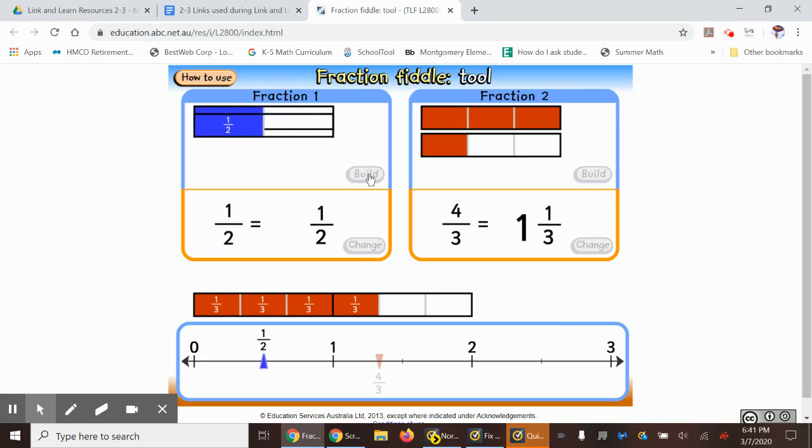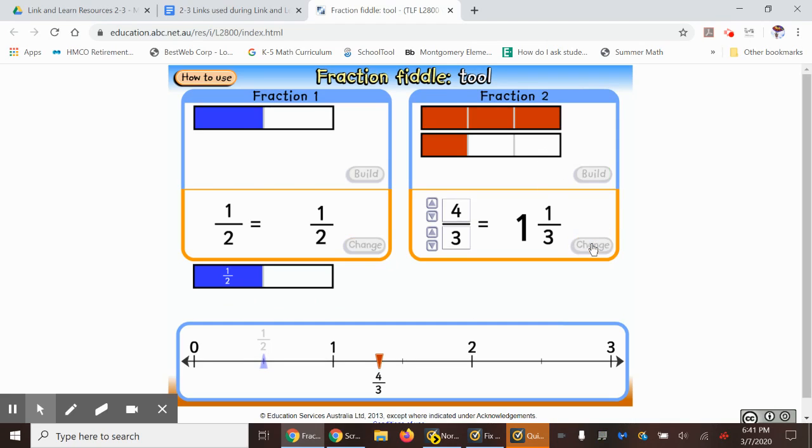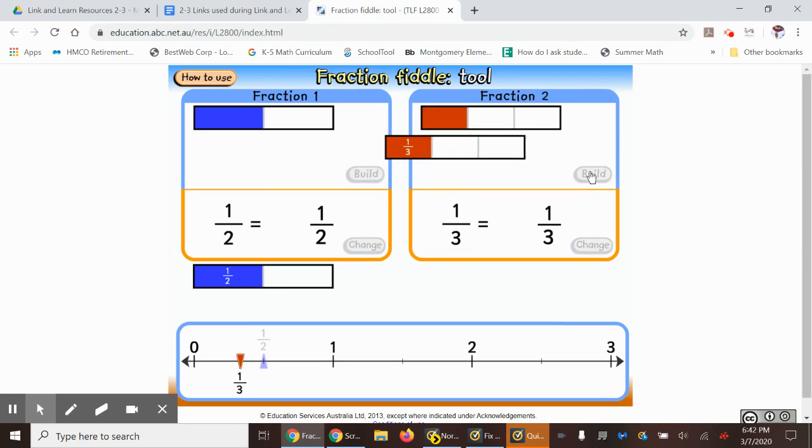Oftentimes, students will think to themselves, if they are still caught up thinking about the denominator as being a whole number, rather than representing parts or the amount something is cut up into, a lot of times they will want to tell you that 1/3 is the greater number because 3 is greater than 2. The fraction tool here allows visually for them to see why that is not the case, both in blocks and on the number line.